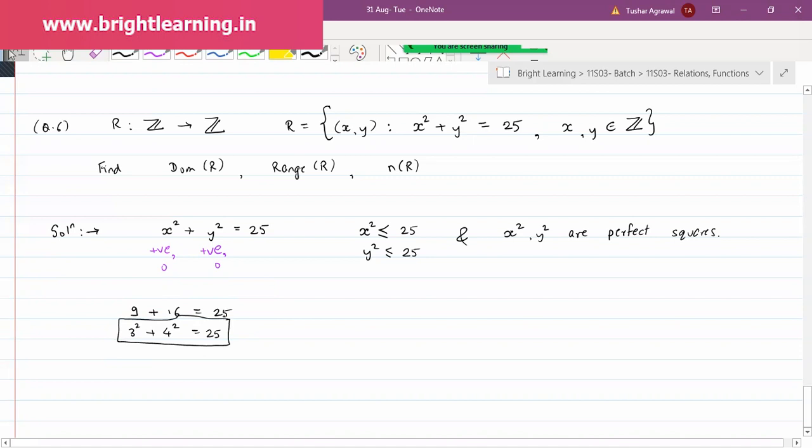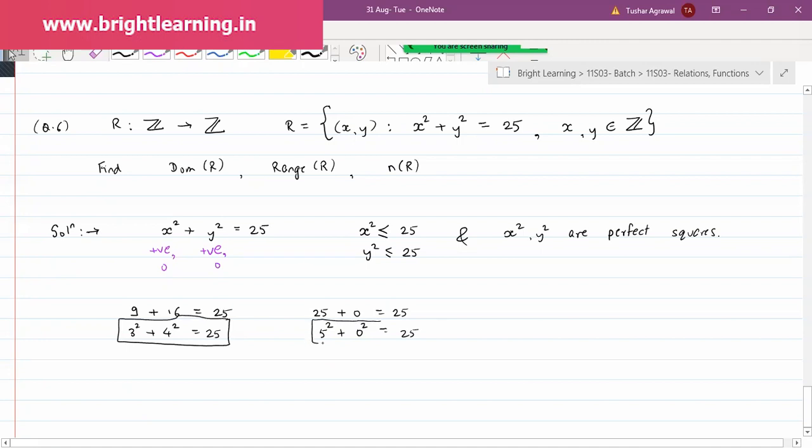And here, because 0 is also allowed, one more possibility is acceptable. Perfect square 25, perfect square 0, that is also allowed. Perfect square means 5 square, and 0 is a perfect square, so 0 square. So this possibility is also allowed.